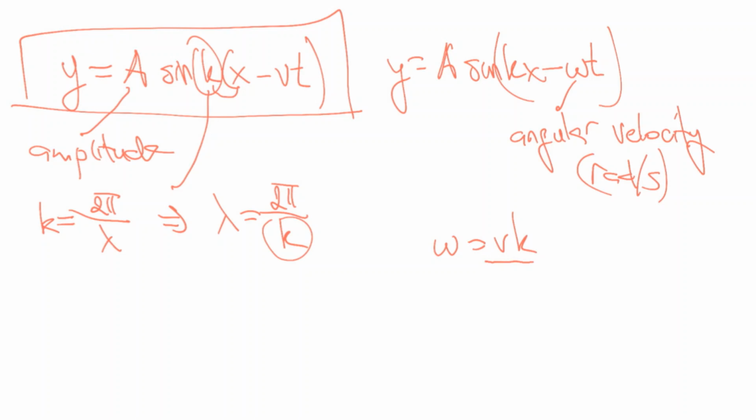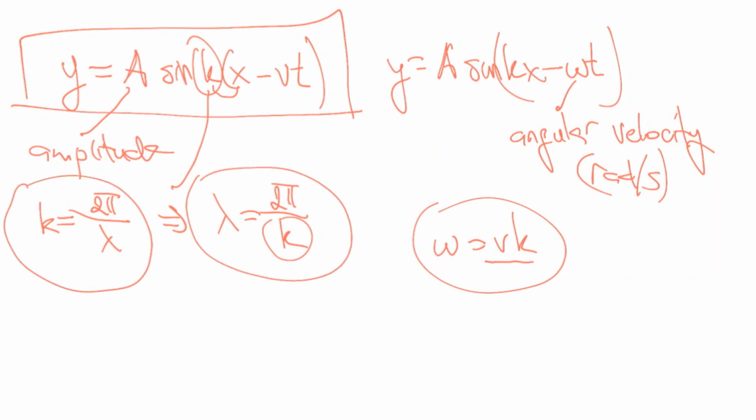So as I said before, everything is given in this expression. I hope that's clear. In this expression that I've denoted before, y equals A sine of kx minus vt, or y equals A sine of kx minus omega t, every piece of information is given here. If you know the k, you may find the lambda, the wavelength of the wave. And if you know the v and k, you may find the angular speed.